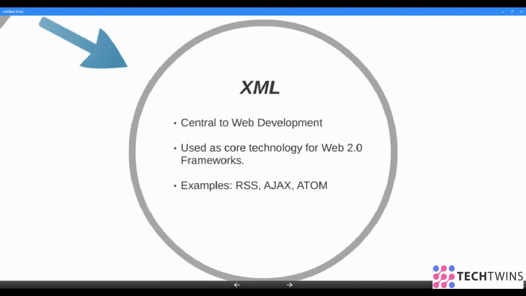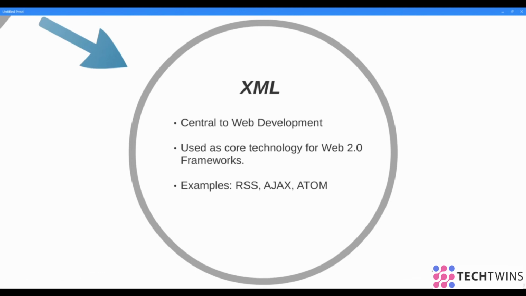XML has become central to web development. It's used as a core technology for Web 2.0 frameworks such as RSS, AJAX, and Atom. We'll be exploring AJAX later in this course.